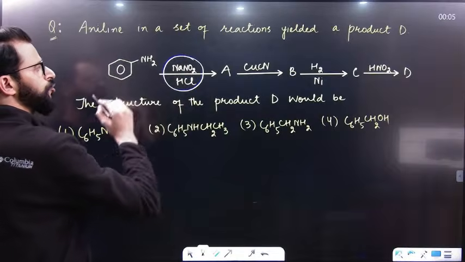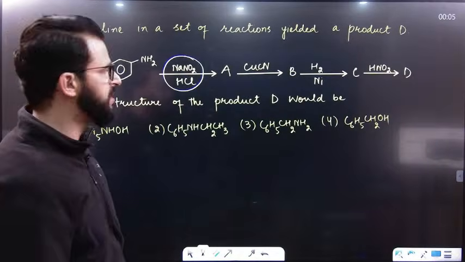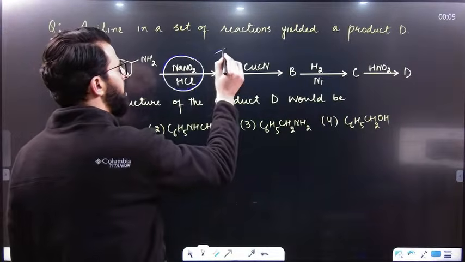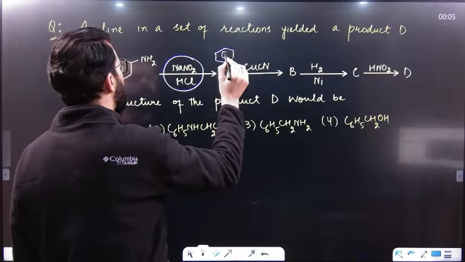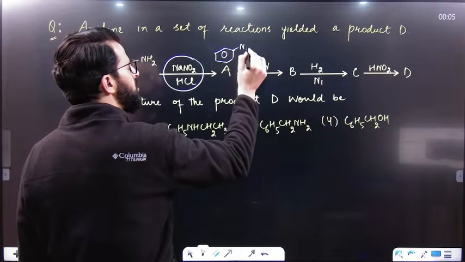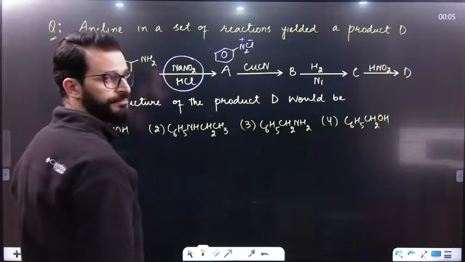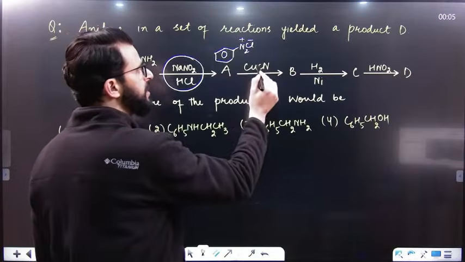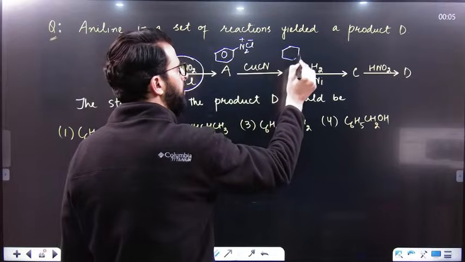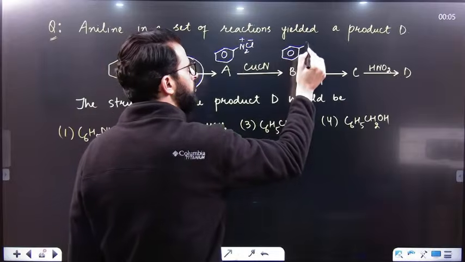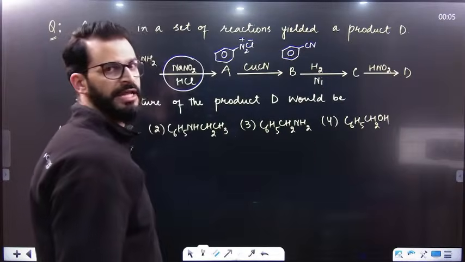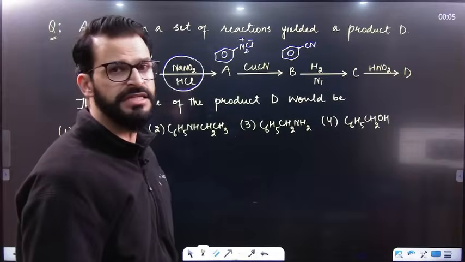NH2, NO2, HCl, that means diazotization reaction. So what will be A? A will simply be like this: N2Cl, having negative charge and positive. Then it is CuCN, Sandmeyer reaction. So what will happen? It will replace this N2 by cyano group. So it will be like this. Can I say CN means C triple bond N?